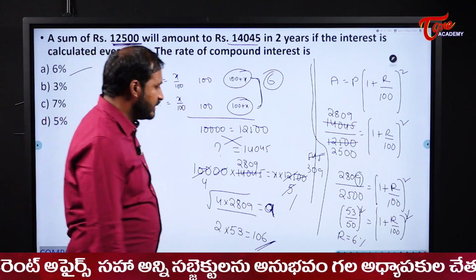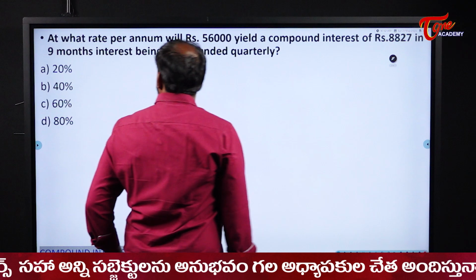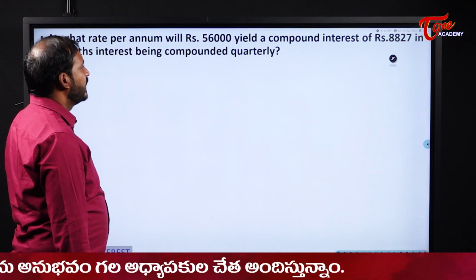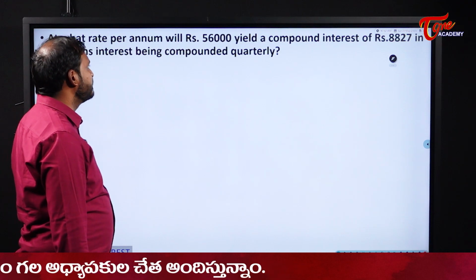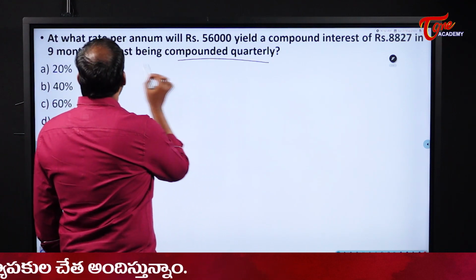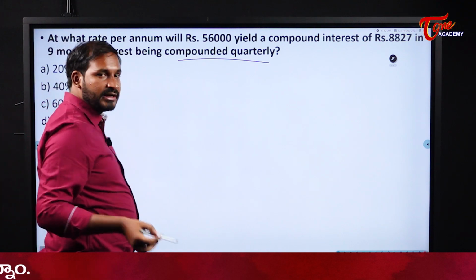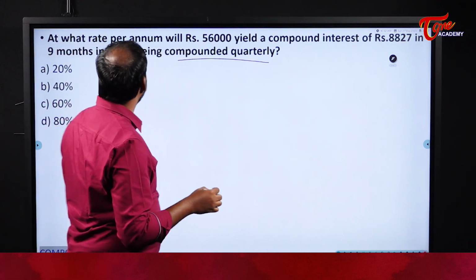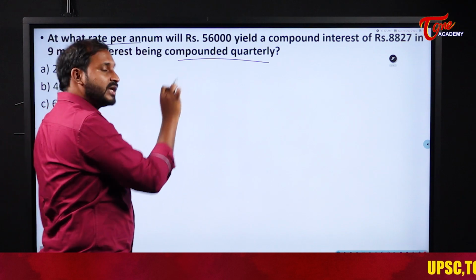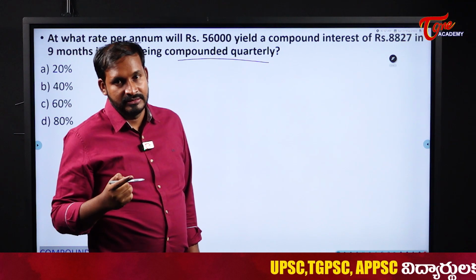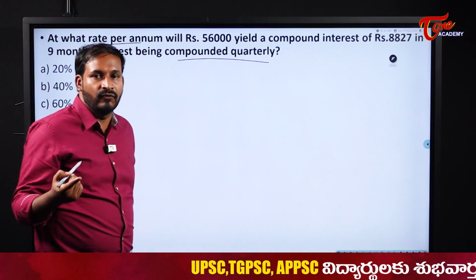Okay? Right? Next one. At what rate percent per annum will 5600 yield a compound interest of 882.7 in 9 months, interest being compounded quarterly? 9 months and quarterly means what? First of all, they are asking us the rate of interest per annum. You will get the rate of interest, but you should multiply it with 4.